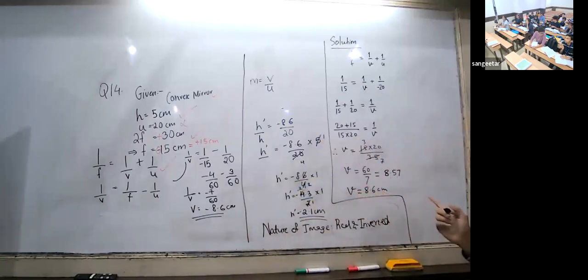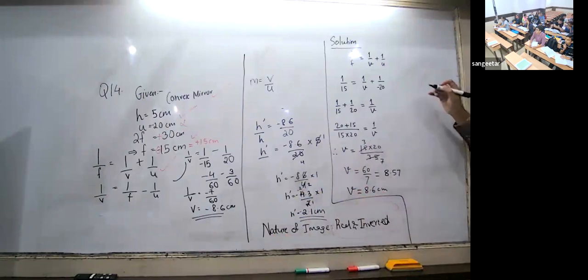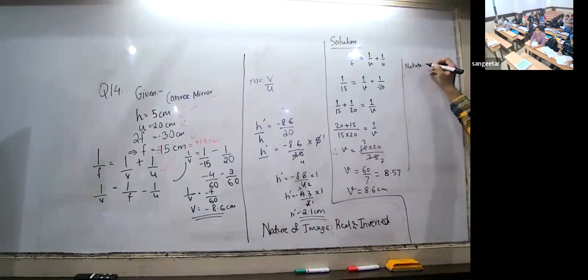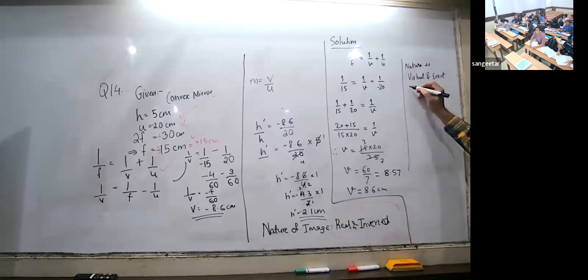So now v is positive. And it is a convex mirror. That means the image is forming behind the mirror. So therefore its nature is virtual and upright. Because v is positive. For a mirror, if v is positive, it has to be a virtual image. So we found v, we found the nature. What else has to be found?